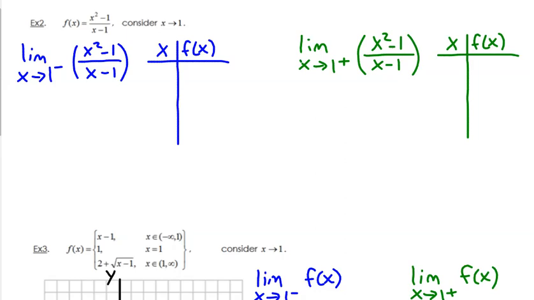So I have both of the tables. They kind of help me out. Depending on how your teacher likes it, you can either show it or you don't have to show it, because you can do a lot of this on your calculator. So I want to know what the left hand limit is.